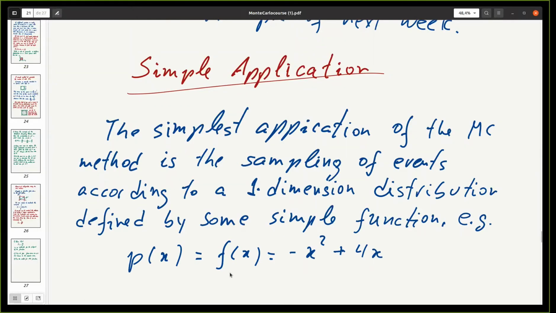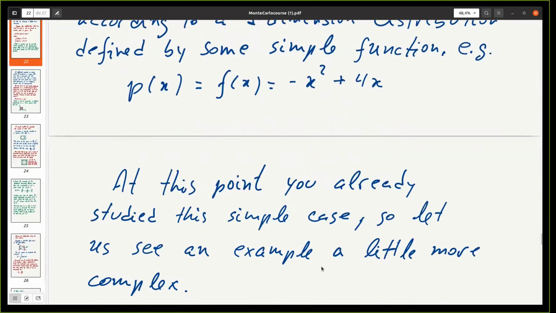The most simple application is sorting some number of events according to a given distribution, let's say this one. And this is something that at this point of the course you already tried, and if you did all the activities proposed, you certainly prepared already a code for sorting events according to a distribution given by some simple function of one variable like this one.